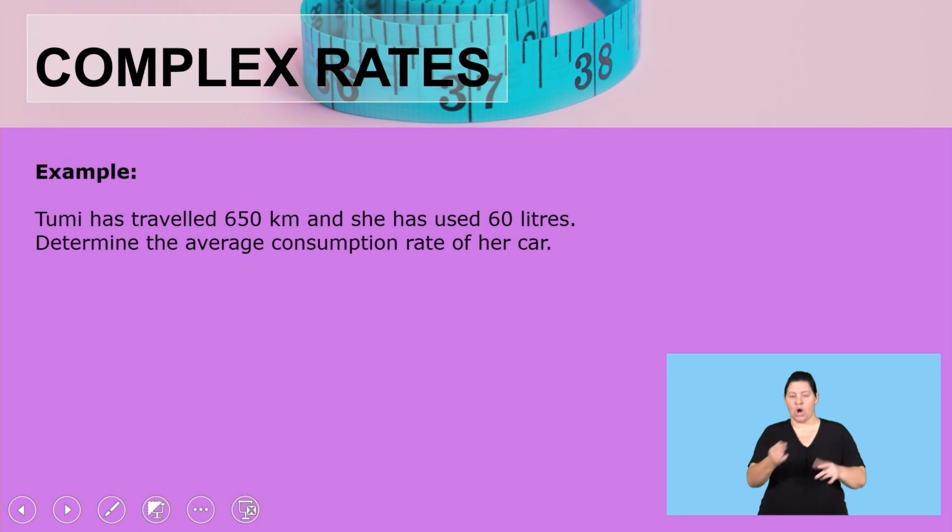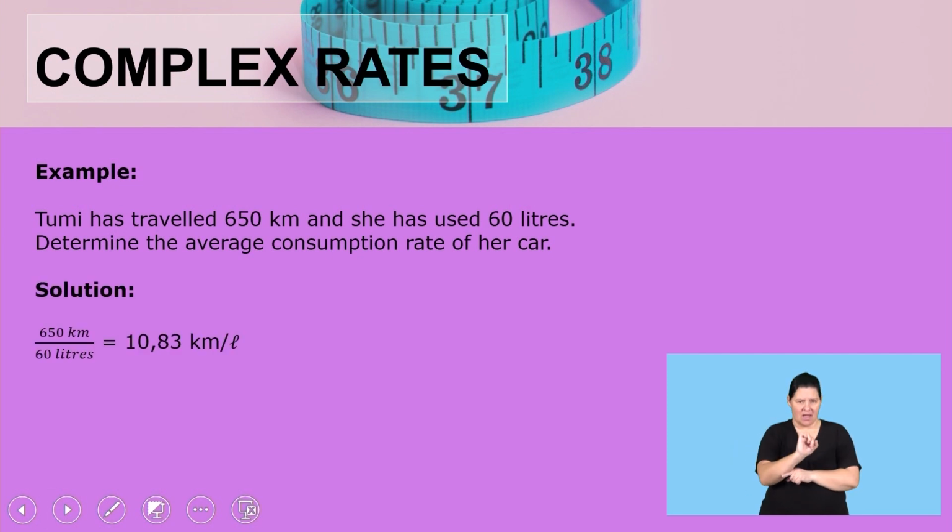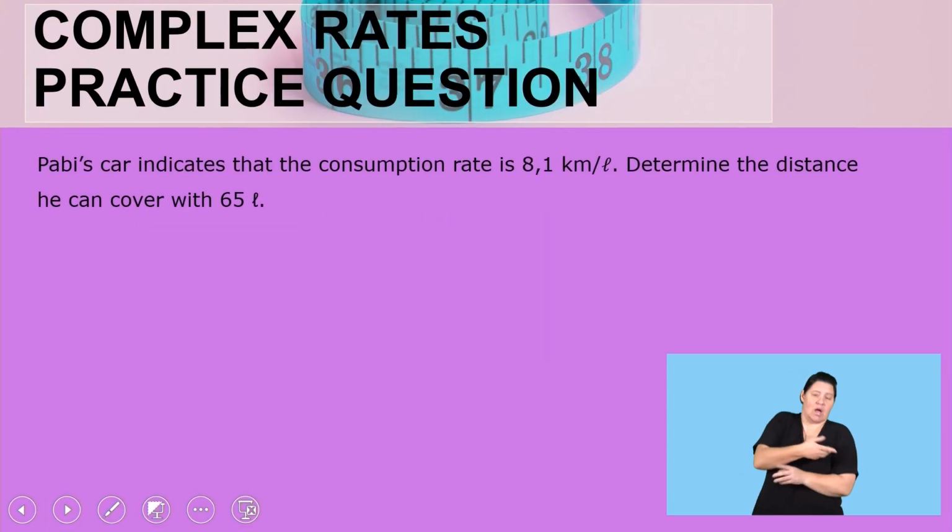So let us have a look at the next example. Tumi has traveled 650 kilometers and she used 60 liters. Determine the average consumption rate of her car. So to determine the average consumption rate of a car once more, we will take 650 kilometers, we divide it by 60 liters, and the answer is 10,83. It is just what we've done.